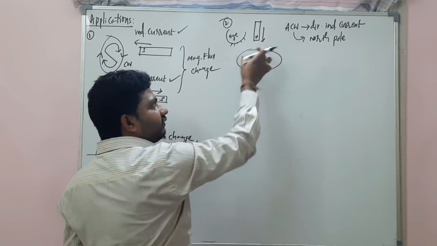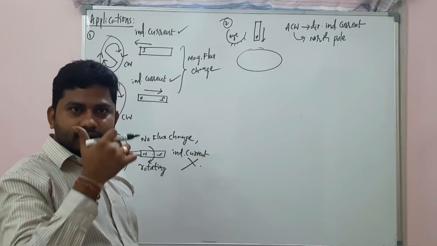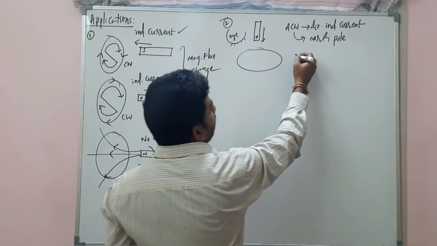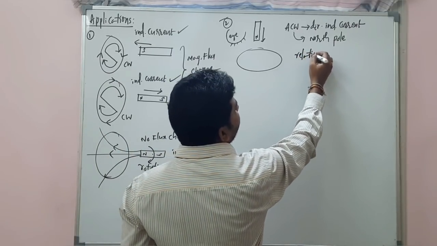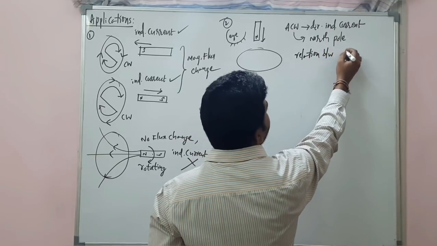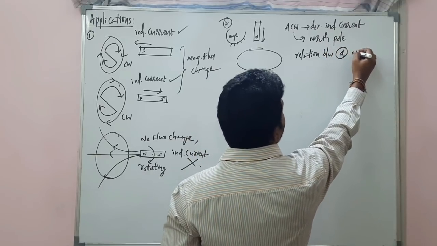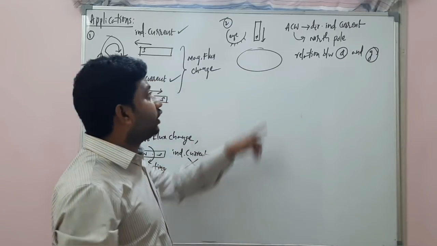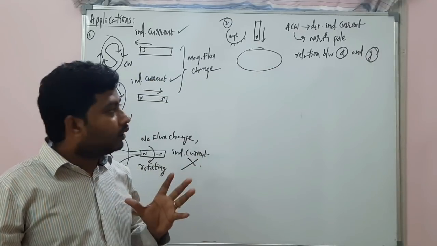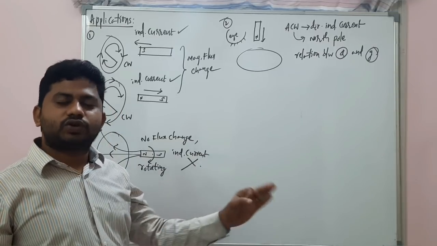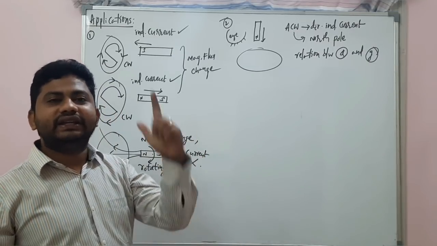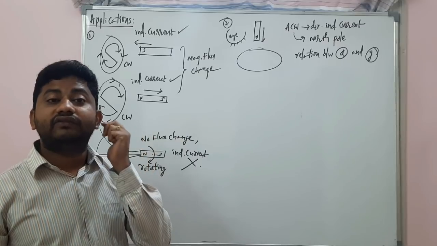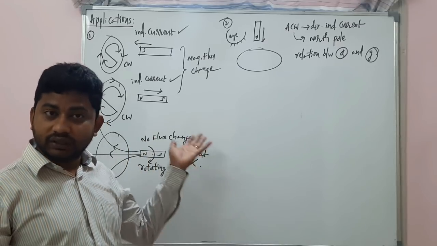This will be moving with some net acceleration, right? So in this case, we are going to find the relation between the acceleration of the magnet and the acceleration due to gravity, because it is freely falling. Most of the time this question was asked in JEE, NEET, CET, and even in the board exams. Look at it.